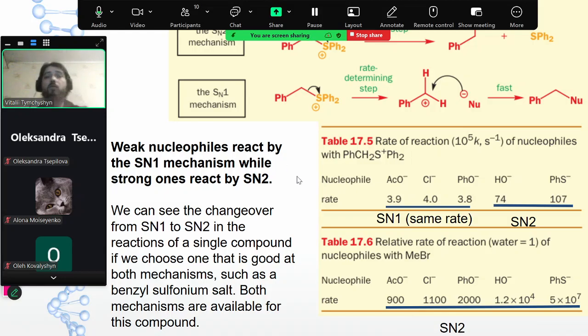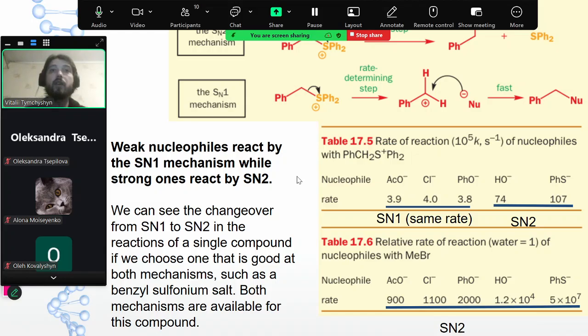What does it say? So we have different nucleophiles. Weak nucleophiles tend to react with SN1 mechanism. Why? Because after the leaving group has left, you have a much more potent electrophile. You have a positive charge on that carbon atom, not just some partial positive charge, but a really large positive charge. So it's easier to react.